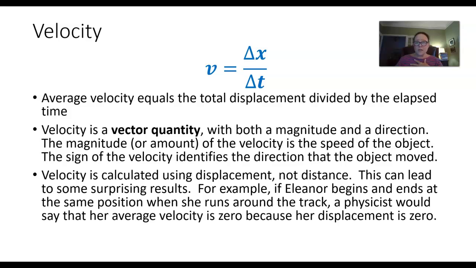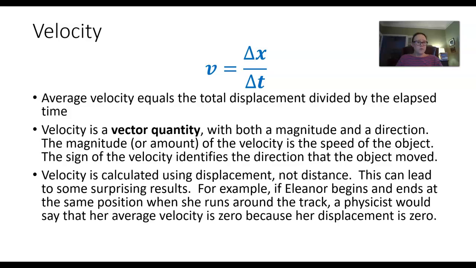Notice you're calculating velocity with displacement, which is also a vector quantity. So the magnitude, or the amount of the velocity, that's the speed of the object. Okay, so that's what we commonly talk about when we talk about how fast something's going. The sign of the velocity, whether it's positive or negative, is identifying the direction of motion of the object.